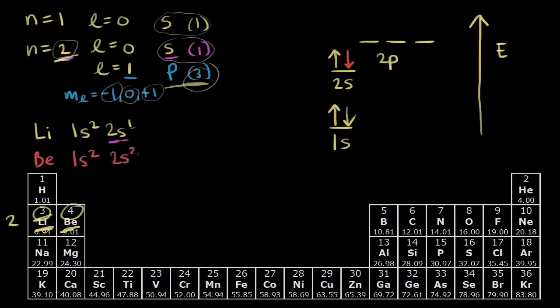So we'd write 2s2 here like that. All right, now we've filled the 2s orbital. Remember, each orbital can hold a maximum of 2 electrons. We filled the 2s orbital.